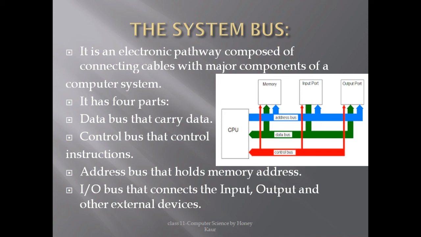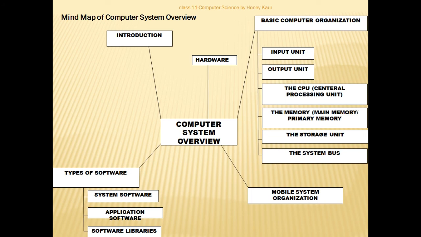So coming to the last, the mind map of computer system overview. Through this map or through this flowchart, we can understand what all we had in chapter number 1. That is, in chapter number 1, we started with the introduction of computer. Then we moved to the basic computer organization, or you can say the functional components, functional units of computer. That includes input unit with input devices, keyboard, mouse, microphone, and many more. Output unit with output devices, monitor, printer, projector, speaker, and so on. The CPU, the central processing unit, or you can say the brain of the computer.